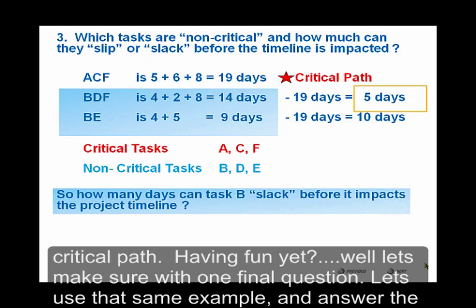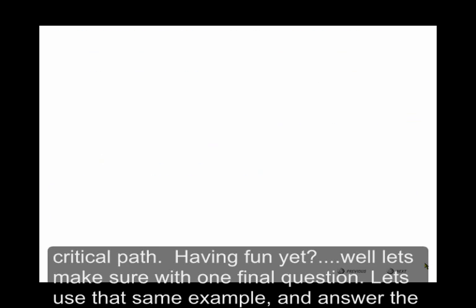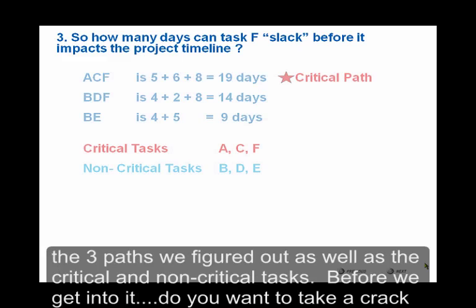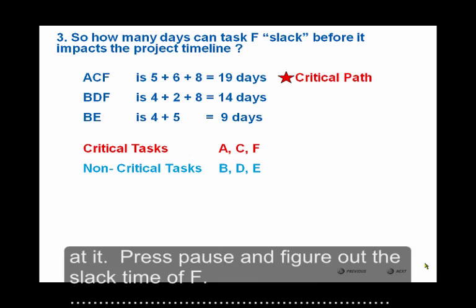Well, let's make sure with one final question. Let's use that same example and answer the question for another activity. How many days can task F slack before it impacts the project timeline? So here are the 3 paths we figured out, as well as the critical and non-critical tasks we identified. Before we get into it, do you want to take a crack at it? Press pause and figure out the slack time of F.